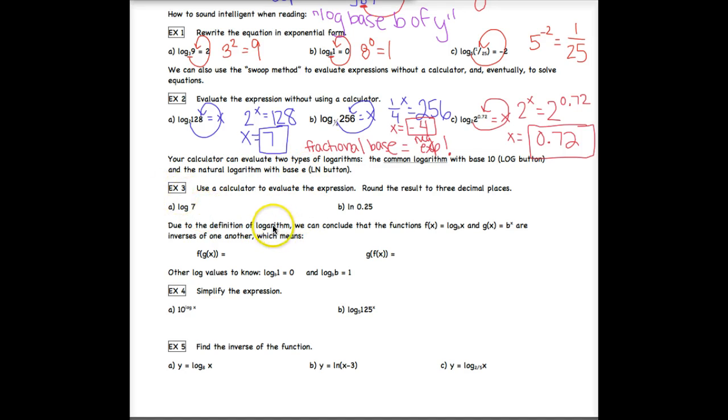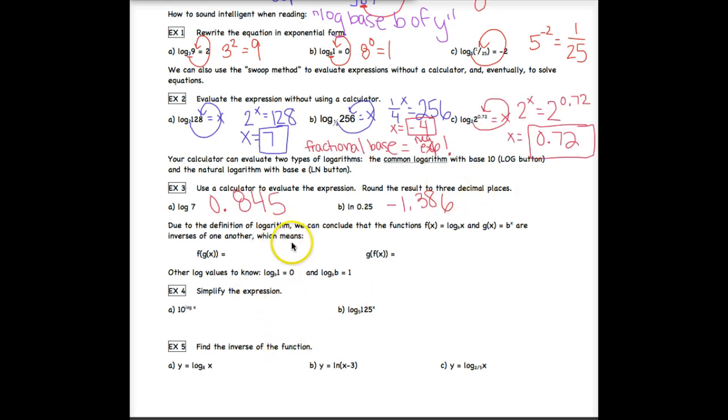So example 3, super easy. All you're doing is pressing the buttons on your calculator. So you're pressing log 7, enter, and then it says to round to 3 decimal places, so 0.845. And again, natural log is how we read that. Natural log of 0.25, press it in. You should get negative 1.386 on 3 decimal places.